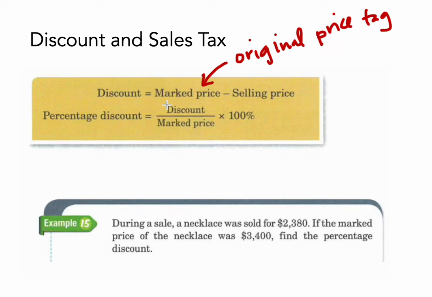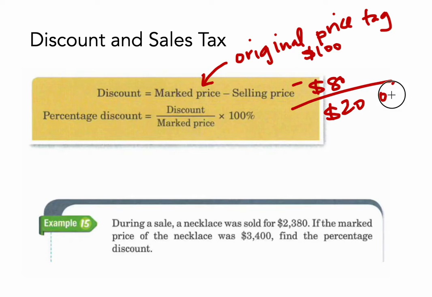So the discount will be the original price tag minus the selling price. That'll be the actual discount. So let's say the original price tag, the marked price, was $100. Now they're selling it for $80, right? So when you subtract that, you had a discount of $20 off. That's all that is. So lots of terms that you have to be aware of.